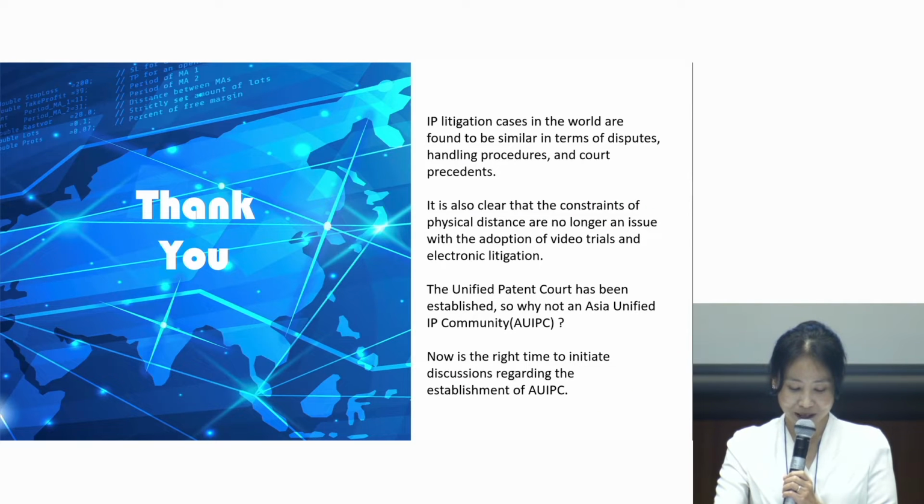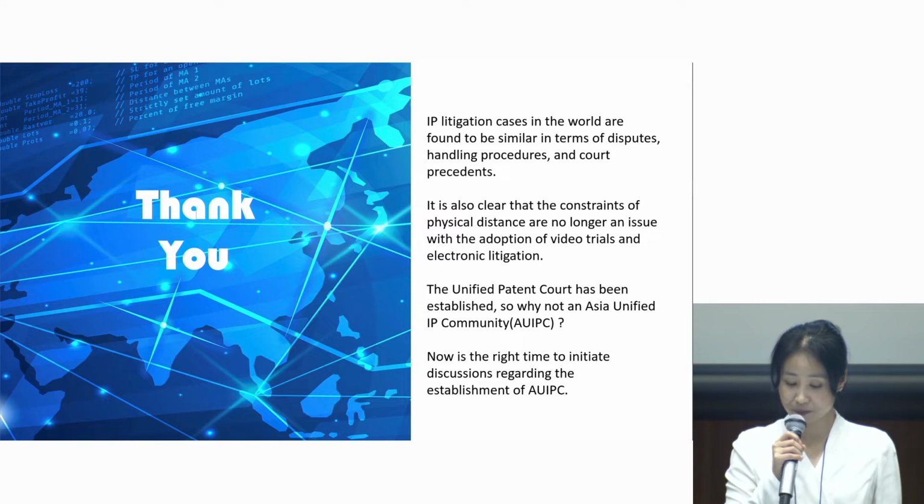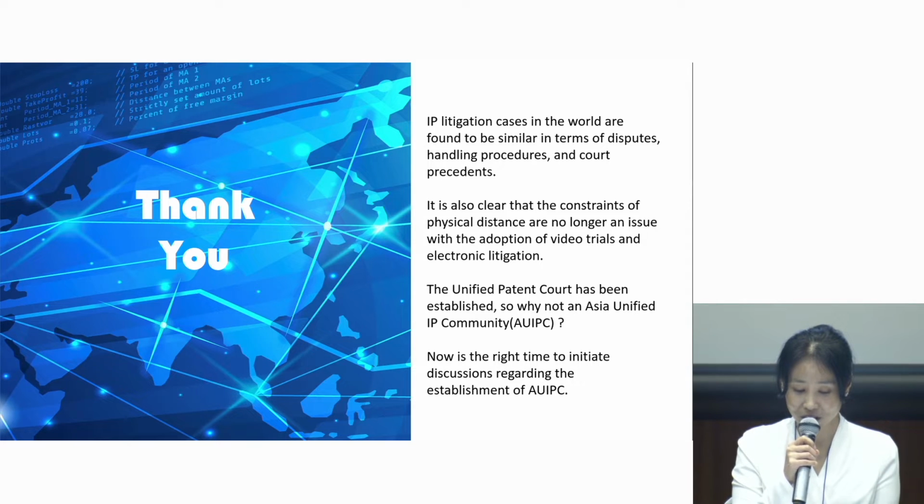I want to conclude my presentation by highlighting the impact this technology could have on our international judicial community. IP litigation cases in the world are found to be very similar in terms of disputes, handling procedures, and court precedents. AI and big data apply to all technological fields, and disputes occur globally, not just within countries. Advances in technology are accelerating integration and globalization. Our IP court and offices need to keep up with this trend.